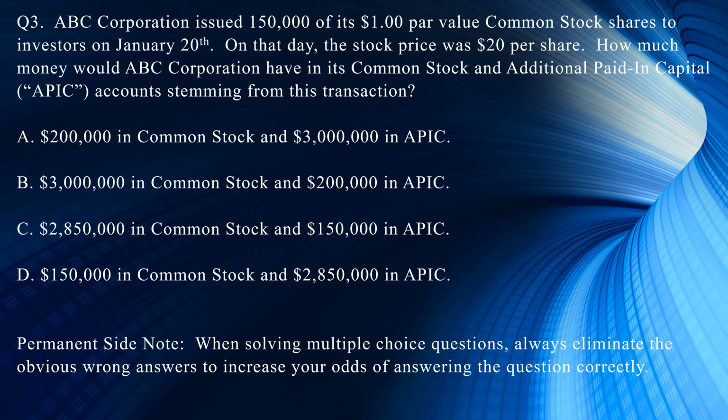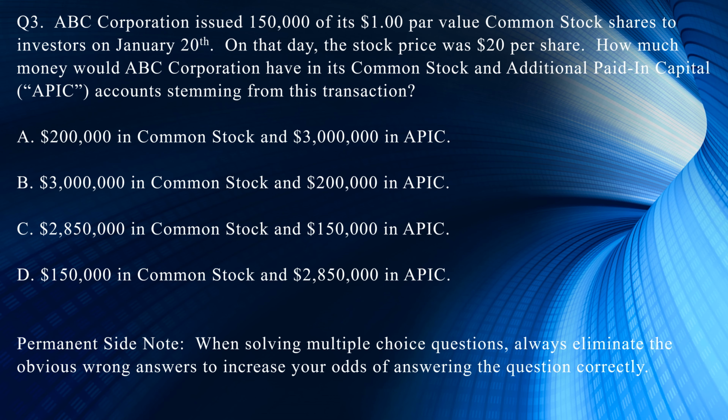Question number 3. ABC Corporation issued 150,000 of its $1 par value common stock shares to investors on January 20th. On that day, the stock price was trading at $20 per share. How much money would ABC Corporation have in its common stock and additional paid-in capital accounts stemming from this transaction?